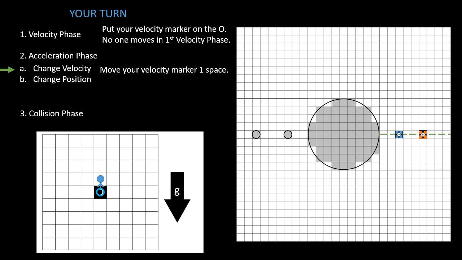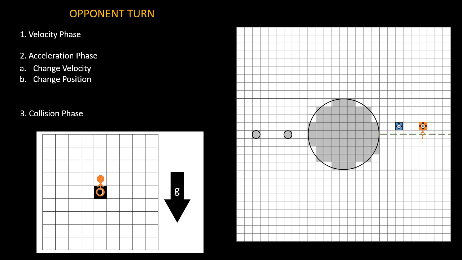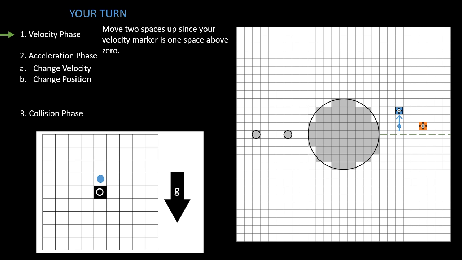Because you've moved your counter straight up on the velocity grid, you mirror that same movement up here. You've moved your counter 1 space on the velocity grid. You move it 1 space on the position grid, on the actual map. And then you check and see if you hit anything, and you didn't hit anything. There's nothing to hit yet. Your opponent does something similar. All right? So then you go to the next turn.